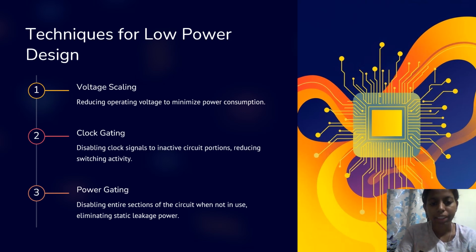And the third is power gating: disabling entire sections of the circuit when not in use, eliminating static leakage power. Power gating means that if the work is done with the circuit, it should be entirely disabled from current flowing. By doing that, we can save power and eliminate static leakage power too. If the circuit is not working but current is still flowing, there will be leakage power. Hence, we can reduce the static leakage power by using power gating.